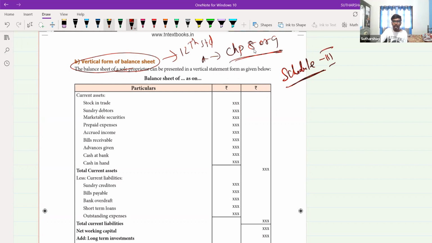Schedule 3 you have. And in CA Foundation also, you have the 10th chapter, company accounts. In this unit number 1, you have this proper vertical format. This is not a proper vertical format.